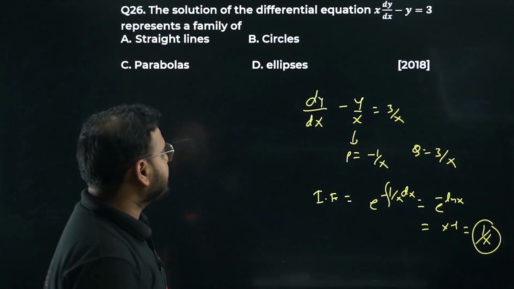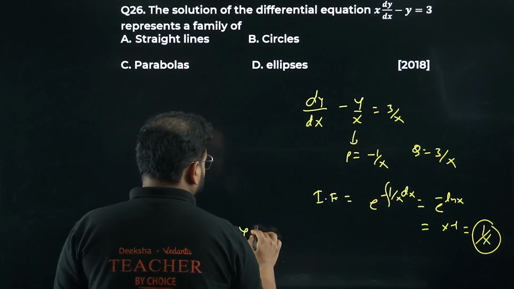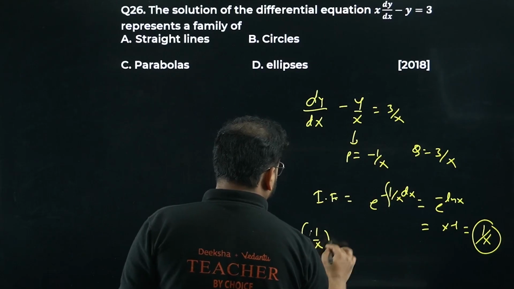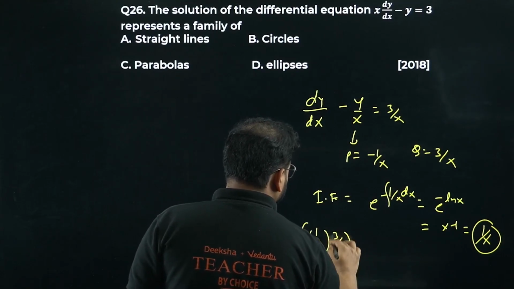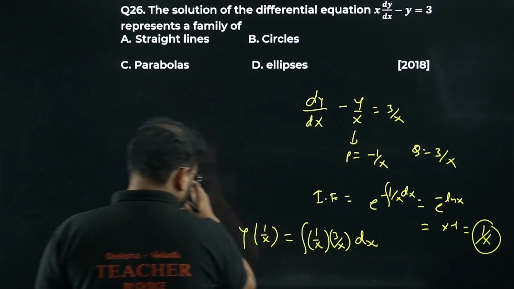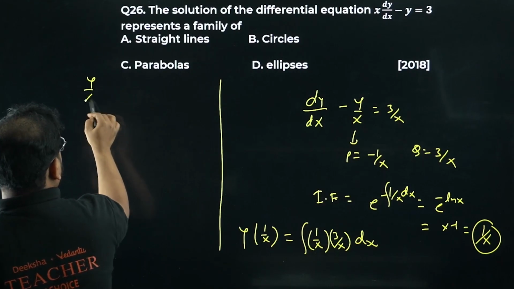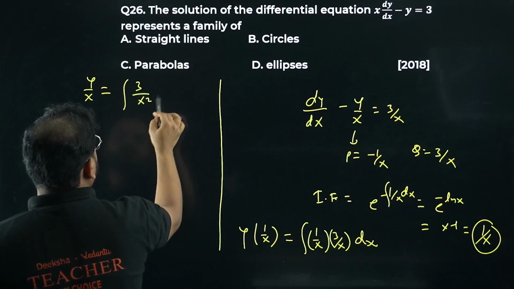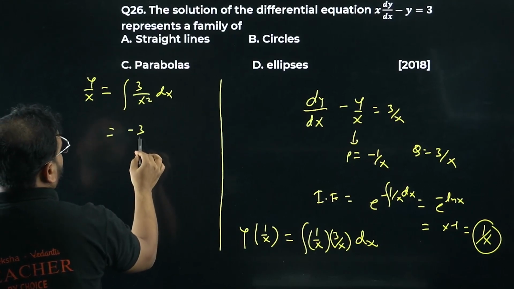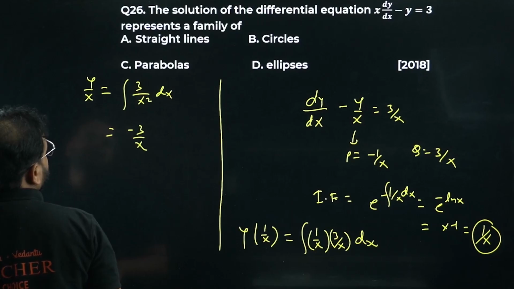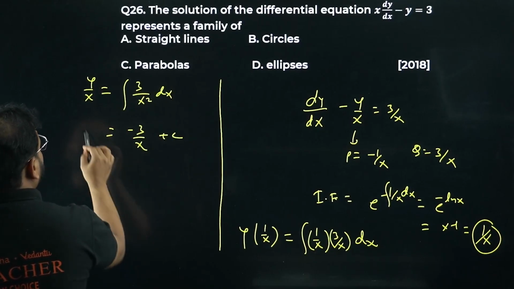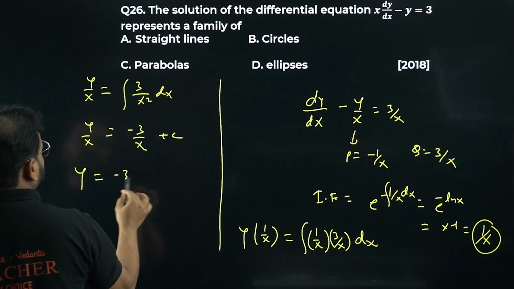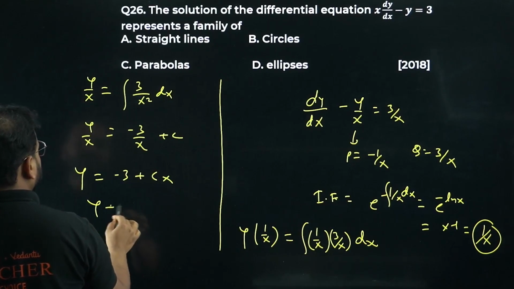That's my IF. So the value will be y times 1 by x equals integration of 1 by x times 3 by x, and we have of course dx over here. So you'll have, please check, y upon x equals integration of 3 upon x square dx, right? So you'll have minus 3 upon x, actually, plus c. We multiply with x and get y equals minus 3 plus cx. Basically y plus 3 equals cx.